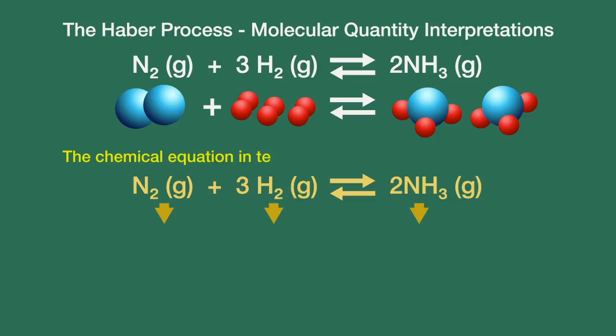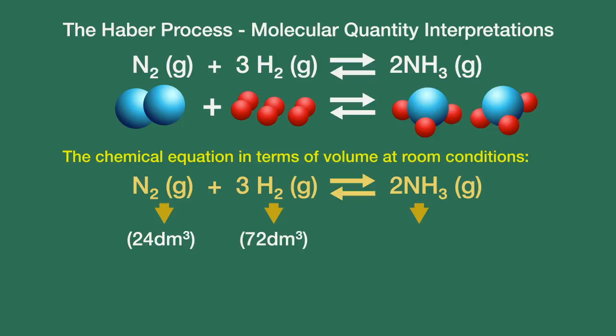Second, the chemical equation in terms of volume at room conditions: 24 dm³ of nitrogen reacts with 72 dm³ of hydrogen to produce 48 dm³ of ammonia.